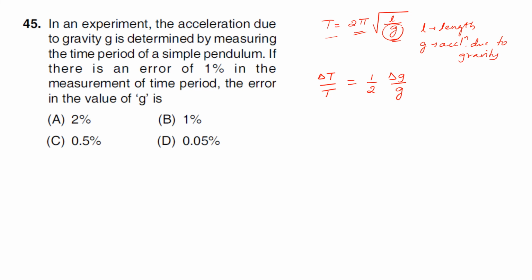So therefore 1% is equal to 1 by 2 delta g by g. Therefore the error in the value of g, delta g by g, is equal to 2%. Therefore option A is correct.